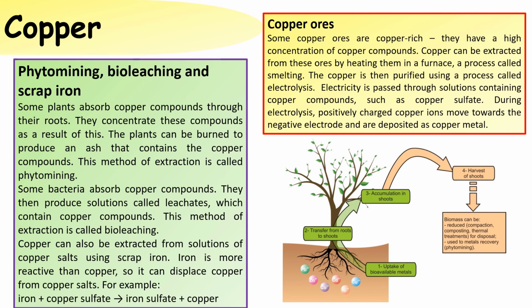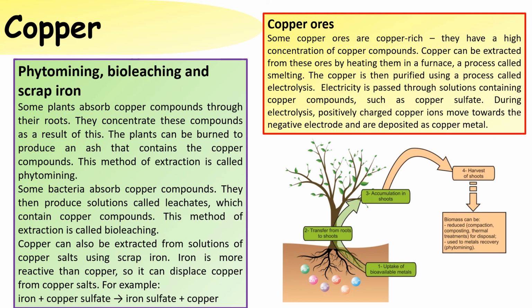Another method is to use bacteria in a process called bioleaching. Some bacteria absorb copper compounds. They then produce solutions called leachates, which contain these copper compounds. Copper can then be extracted by filtering this solution.